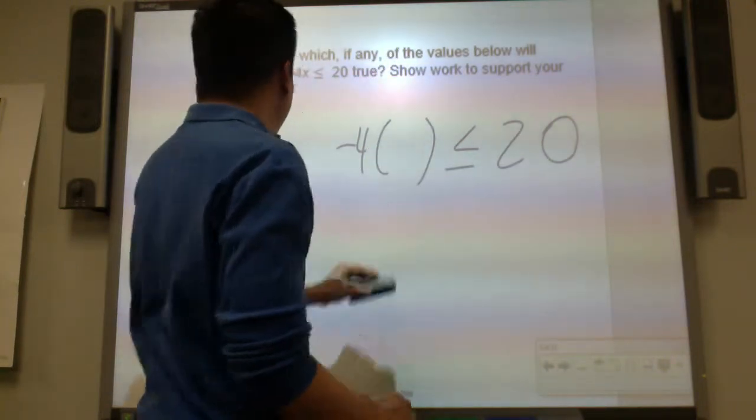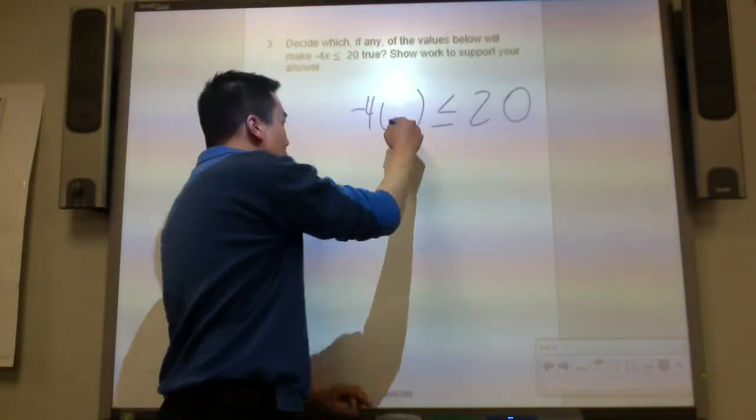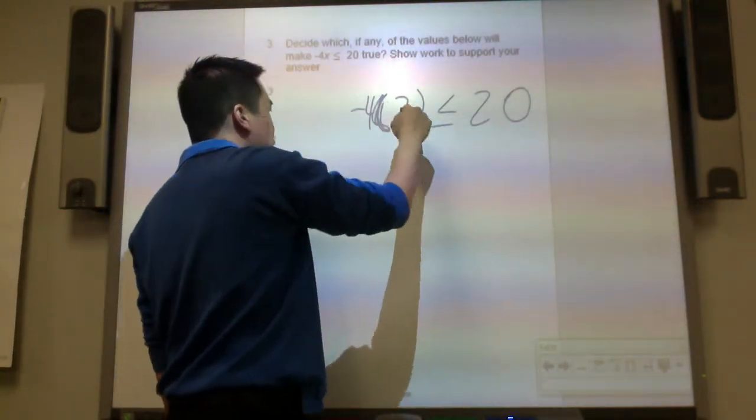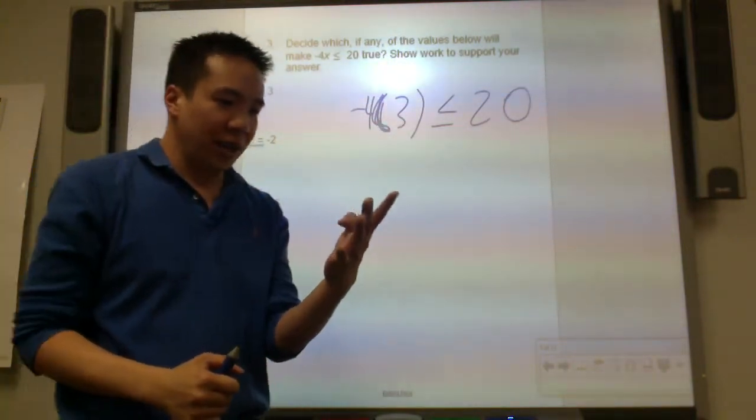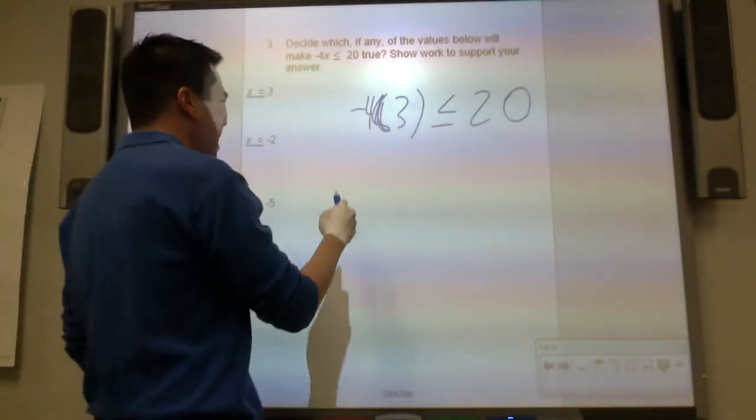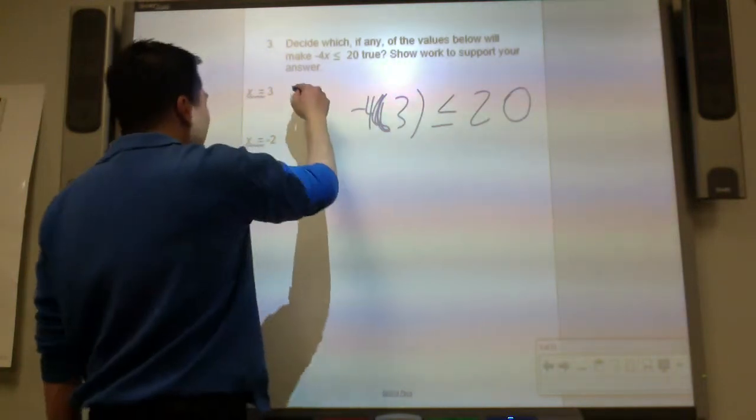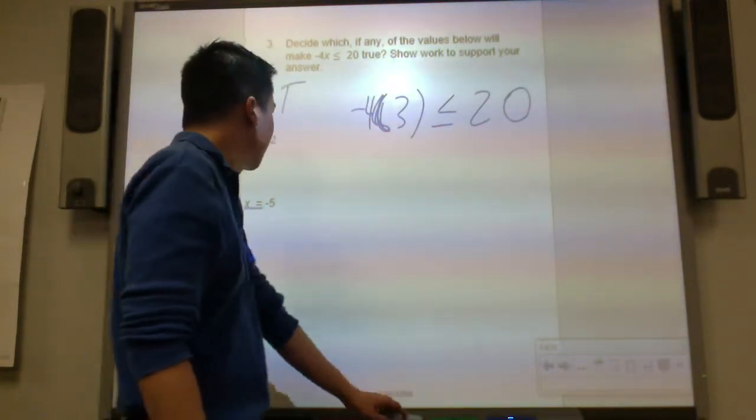So if I replace this x with 3, what's 3 groups of -4? -4, -4, -4 is -12. Is -12 less than 20? Of course, that's definitely true.